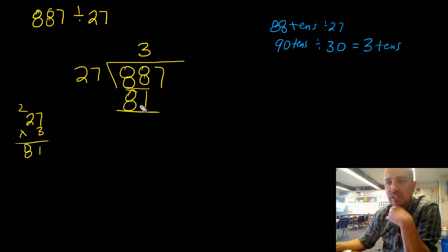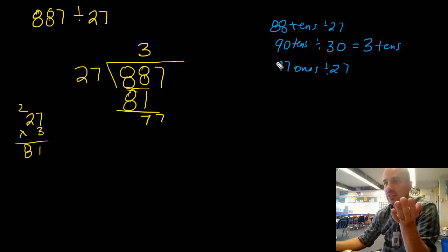81 tens, and I've got to find my difference. 8 minus 1 is 7, and so I'm left with 7 tens. I can't do 7 tens divided by 27 without regrouping, so I need to go ahead and regroup. I need to bring down my other 7 here, which makes 77 ones. And I'm going to divide that by 27.